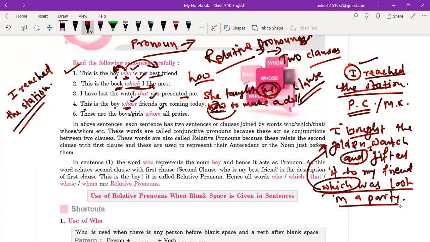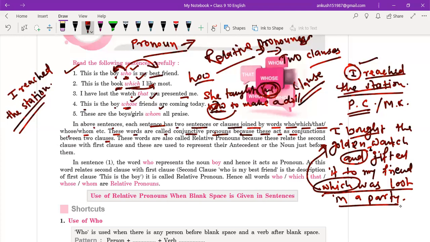Okay, so let us understand what the relative pronoun is. In the above sentences, each sentence has two sentences or clauses joined by words who, which, that, whose, whom, etc. These words are called conjunctive pronouns. These words are also known as conjunctive pronouns because these act as conjunctions between two clauses. What is conjunction? The joining word is known as conjunction.